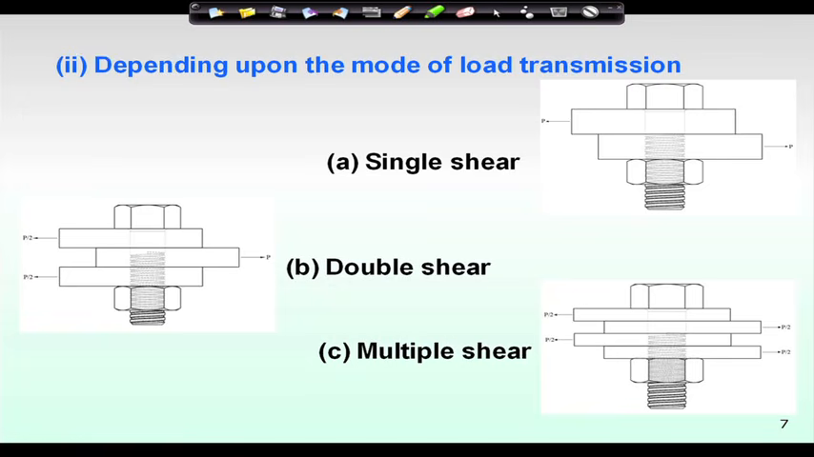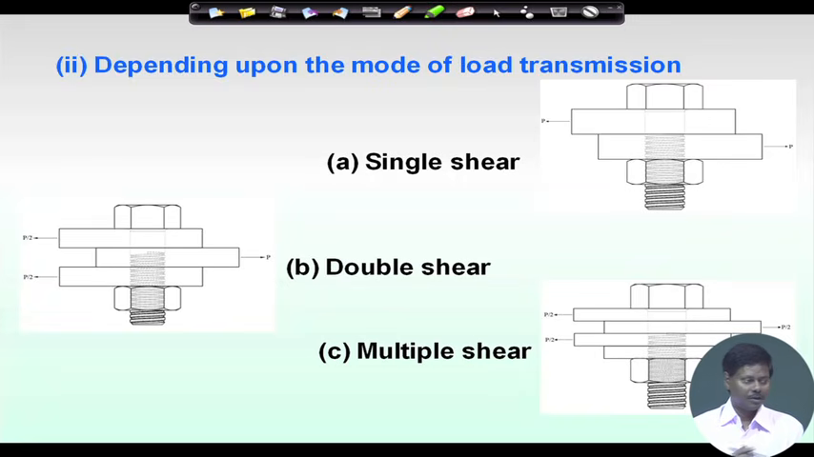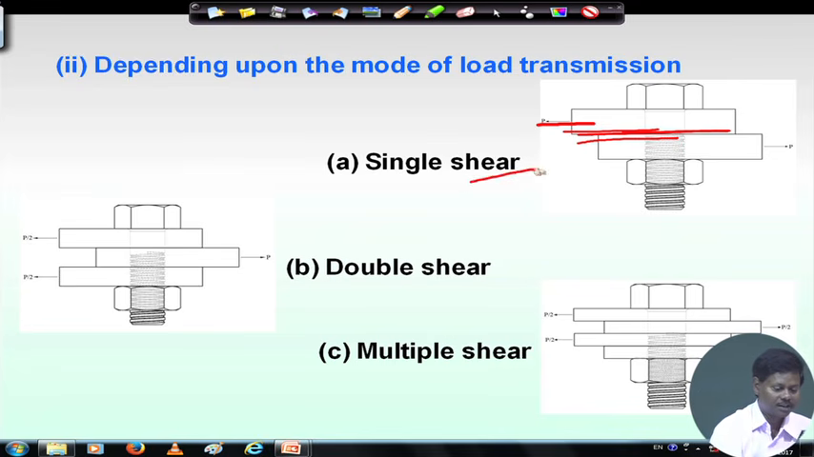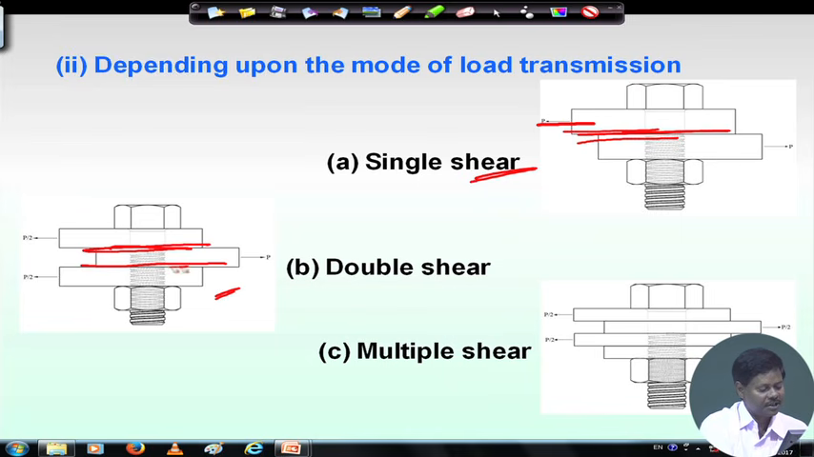So, the single shear, when it comes, here you see when the 2 plates are joined together, this is one plate, another plate, and it is joined through a bolt, then only one shear plane is there. That is why this is called single shear. And in this case, if we see that one shear plane is here where it may fail, another shear plane is here where it may fail. Therefore, this is called double shear.